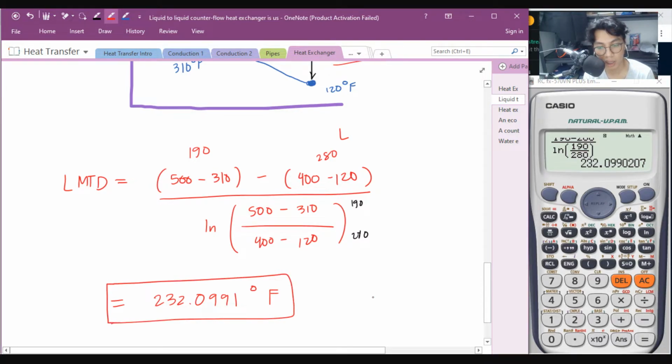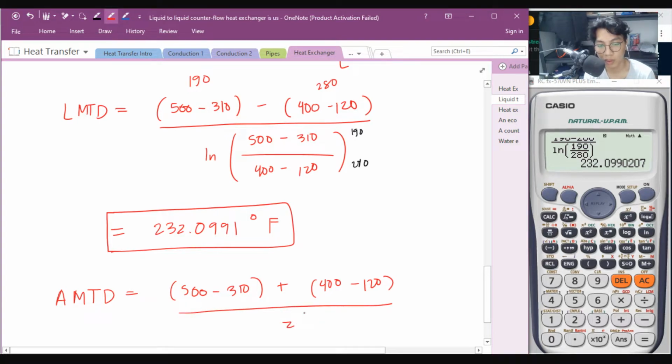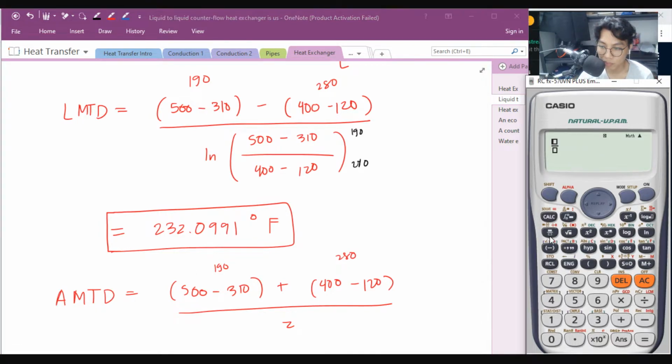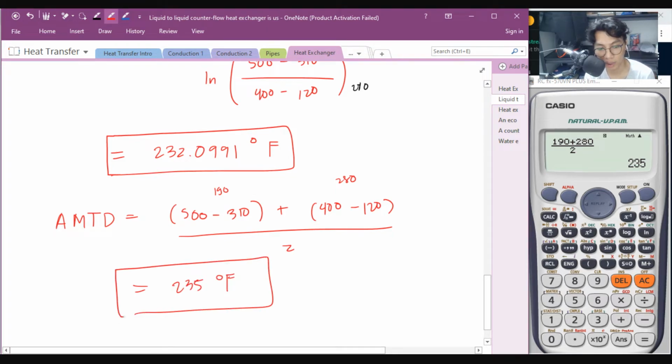Sir, paano naman kapag AMTD? So, the AMTD value: 500 minus 310 plus 400 minus 120, over 2. Walang problema dito. Ang problema mo dyan parati, LMTD. So, I think this is 190, 280. Divide mo lang ng 2. 190 plus 280, divide by 2. The answer is 235 degrees Fahrenheit. Very basic lang po ang heat exchangers.